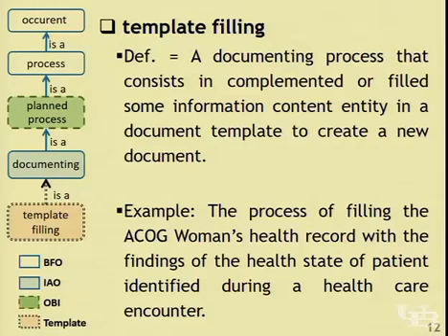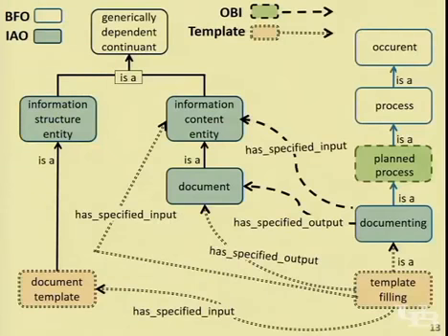Then my idea with the template filling is that it is a documenting process that consists in filling some information contained in a document template, so I define a new process under documenting. Finally, I have the diagram to represent everything that I said here. This documenting process has a specific input, some information content entity, and a specific output, a document.